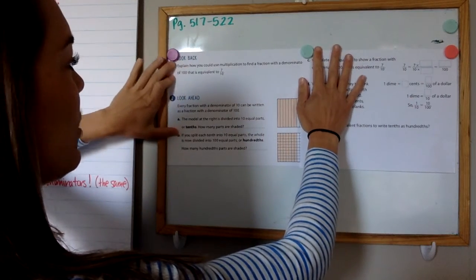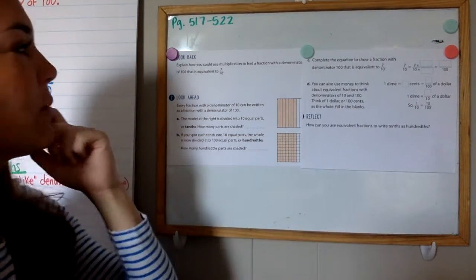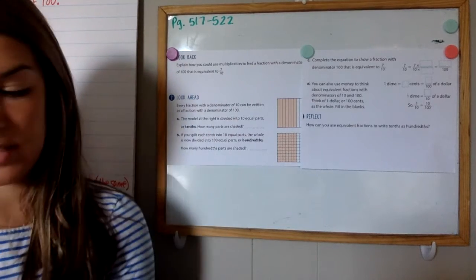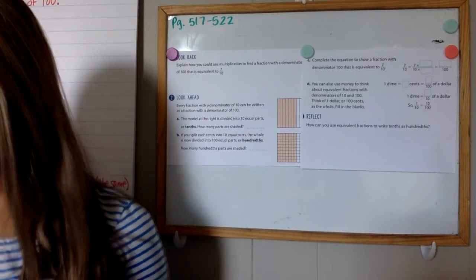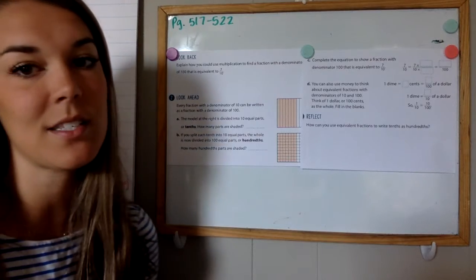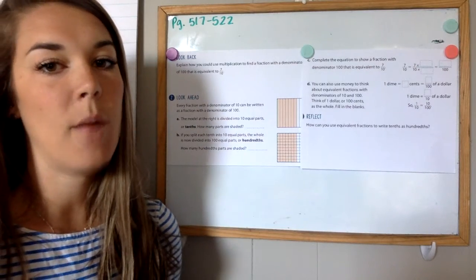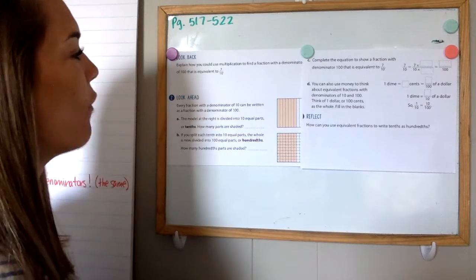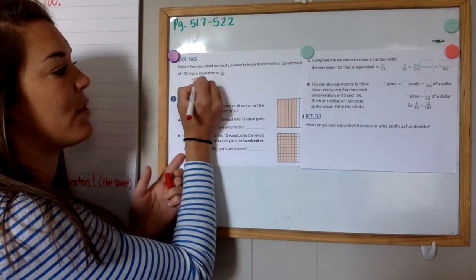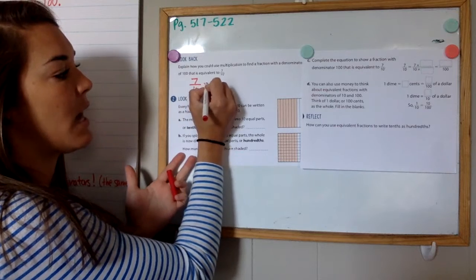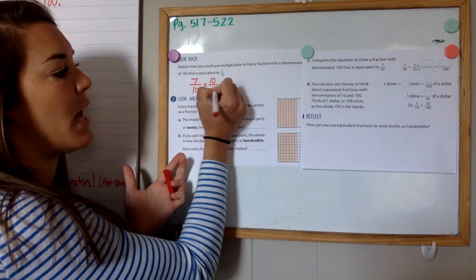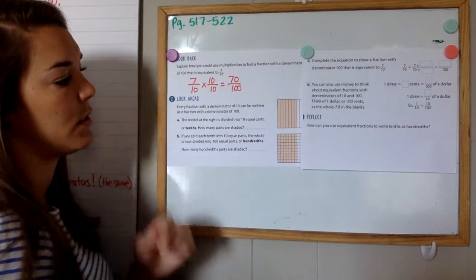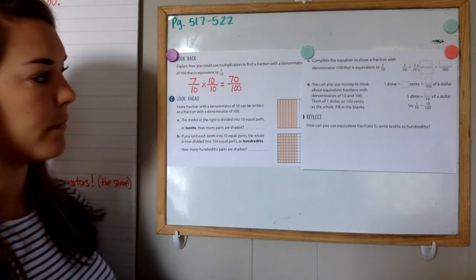We're looking here. It says, look back. Explain how you could use multiplication to find a fraction with a denominator of 100 that is equivalent to 7/10. Okay, so we just did this, right? What did we multiply by? We had to multiply by 10 over 10. So let's just rewrite what we wrote on the first page. 7/10 times 10 over 10 equals 70 hundredths. Okay? Please write that.